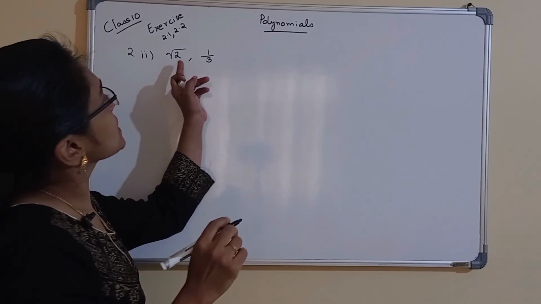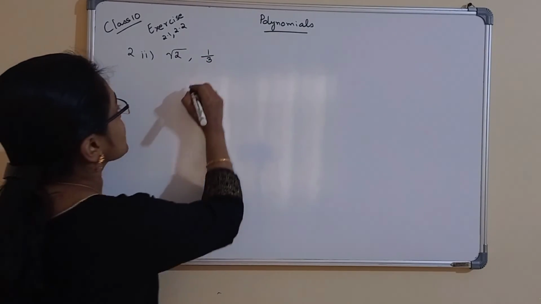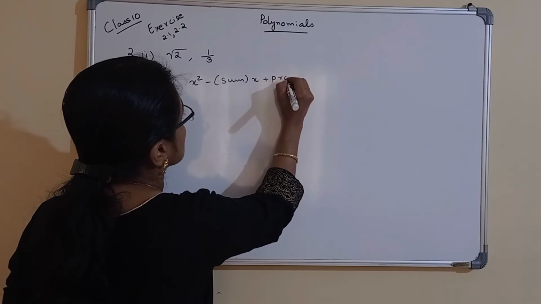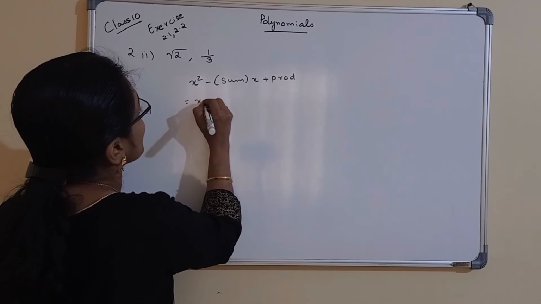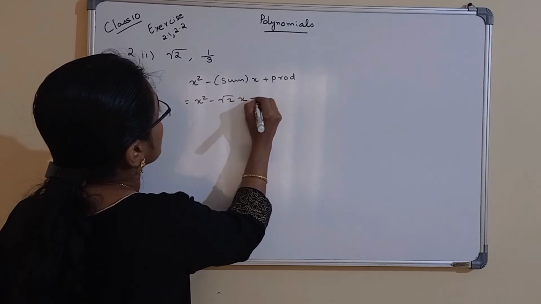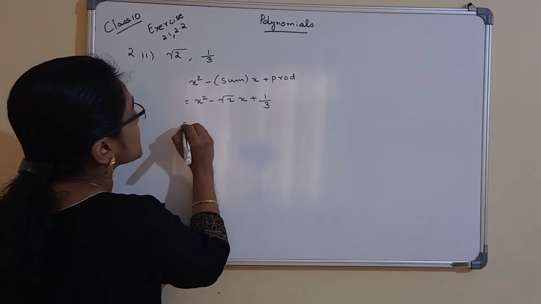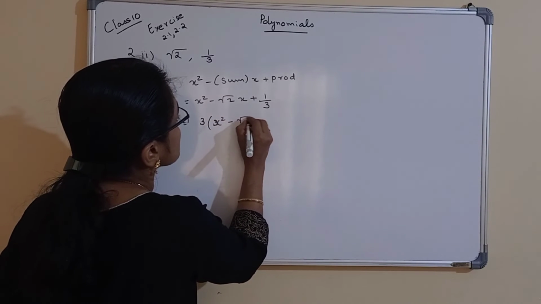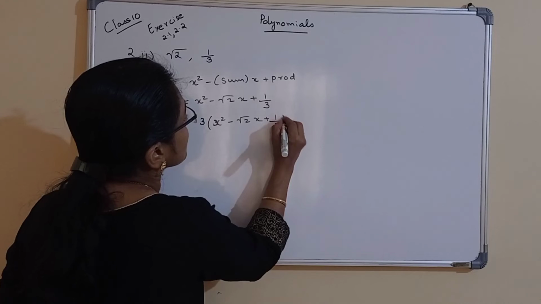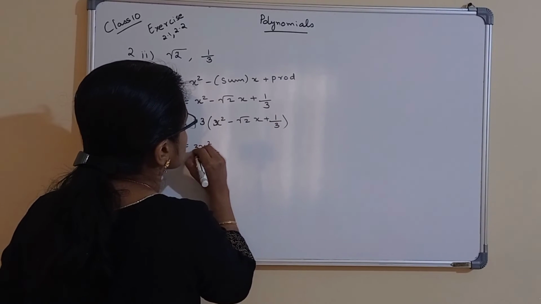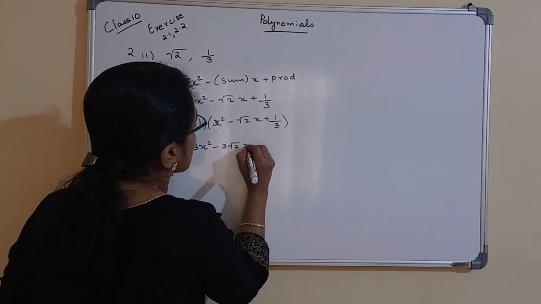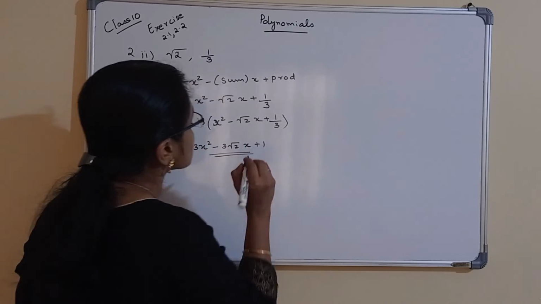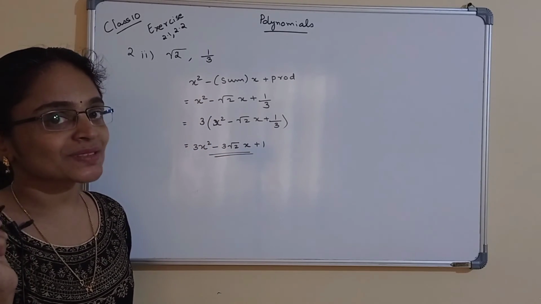Next one, sum of zeros is root 2, product of zeros is 1 by 3. So, x square minus sum of zeros into x plus product of zeros, which is equal to x square minus root 2x plus 1 by 3. We can multiply this by 3, which will give 3 into x square minus root 2x plus 1 by 3, which is equal to 3x square minus 3 root 2x plus 1. So the quadratic polynomial that we get is 3x square minus 3 root 2x plus 1.